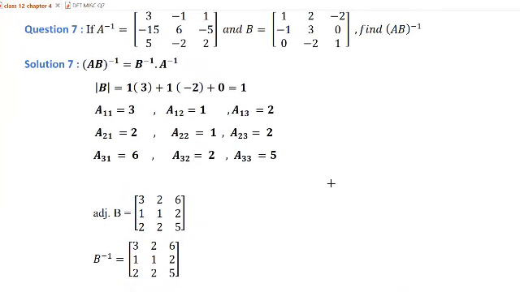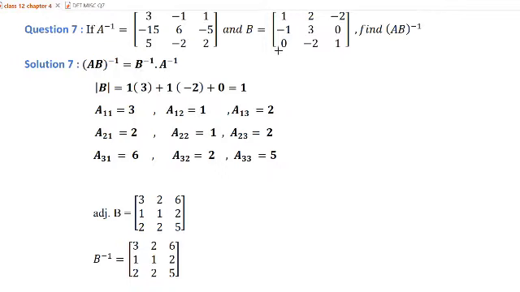Now, question number 7 up to question number 9 we'll do in this video, and then for other questions we'll make another video. In question 7, what we need to do is find AB inverse. Okay, so to find AB inverse, I'll simply write AB inverse as B inverse, A inverse. Already I know what A inverse is, so if I can find B inverse, I can multiply B inverse into A inverse, and then I'll get AB inverse.